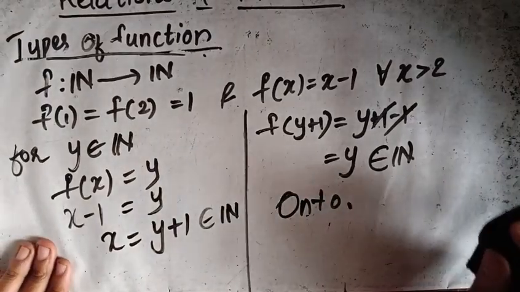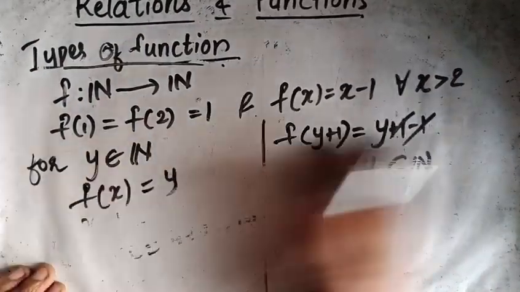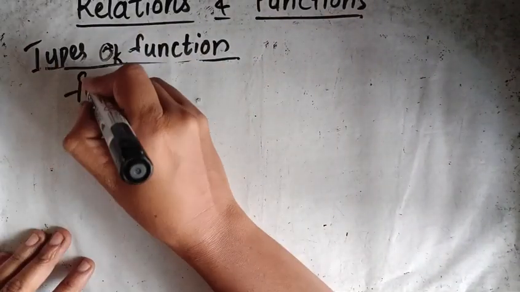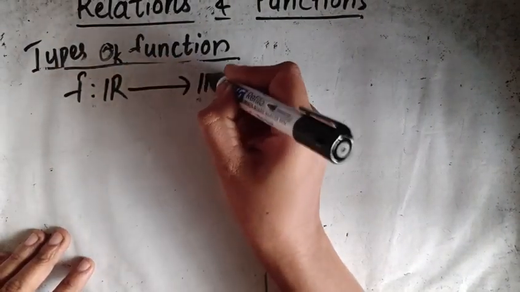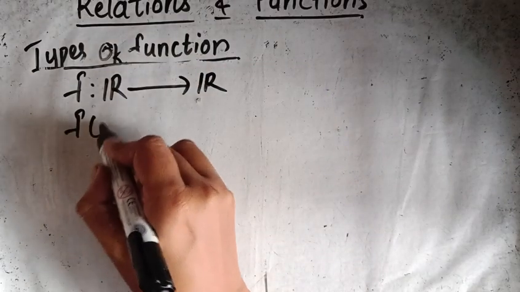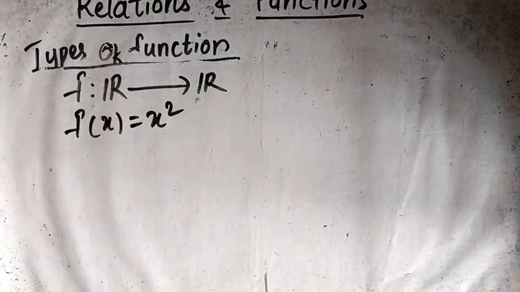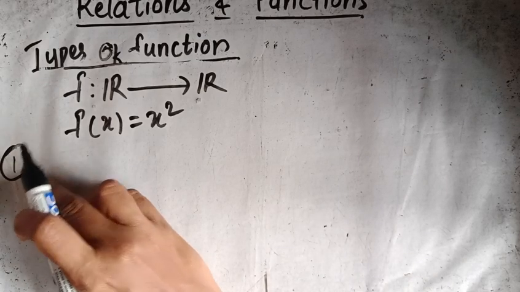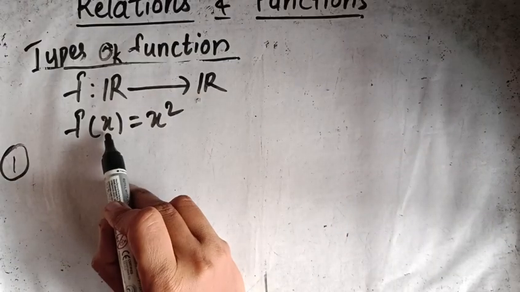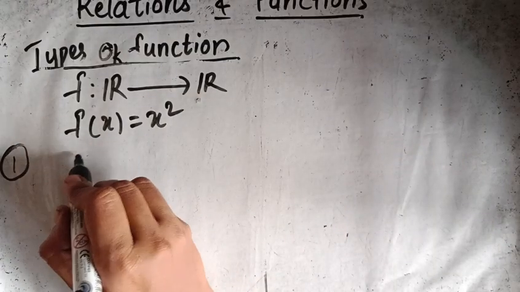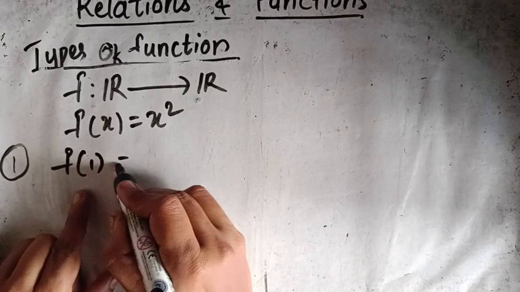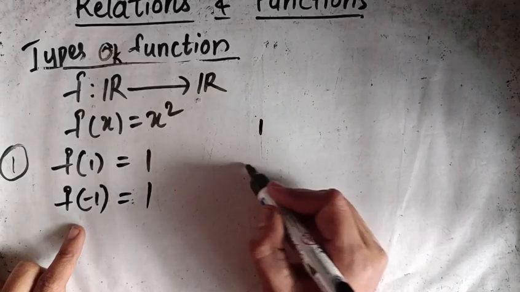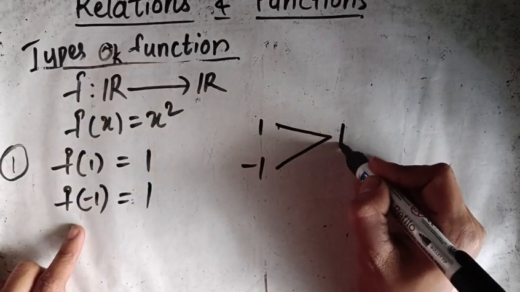Next is example 11. Show that the function f from R to R, the set of real numbers, f of x equal to x square, is neither 1-1 nor onto. Now the first case is we have to prove it is not 1-1. So if I take x to be 1, f of 1 we are getting 1. What is f of minus 1? Same thing. So 1 and minus 1 are going to the same element.